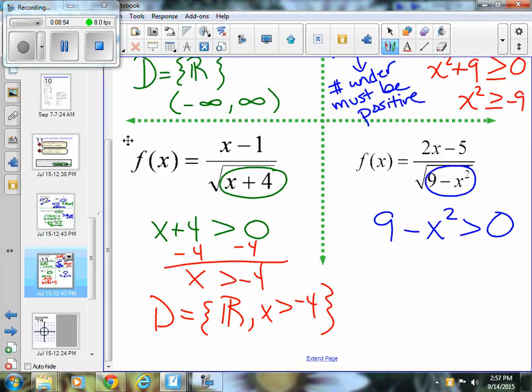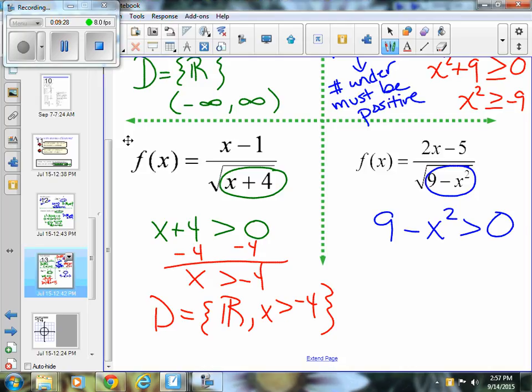So let's try 0 in that x in the bottom. So 9 minus 0, that'd be okay. Try 1. 9 minus 1, that'd be okay. Try 2. 9 minus 4, still okay. Try 3. 9 minus 9, not okay because it's a 0 on the bottom. But 2.9 squared, that'd be okay. How about going the other way? Negative 1, could you use that? Well, negative 1 squared, sure, because that would be 1. Negative 2, yep. Negative 3, nope. So again, everything that's in between negative 3 and positive 3 would be okay.